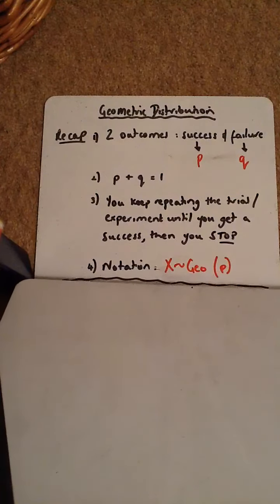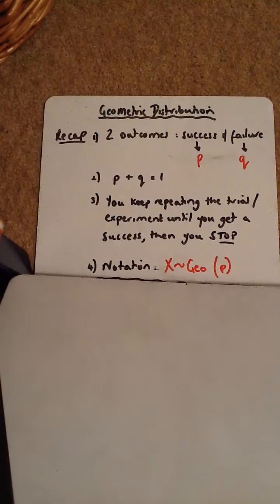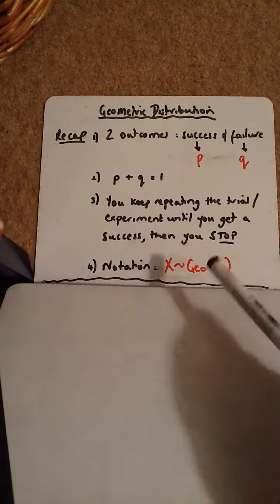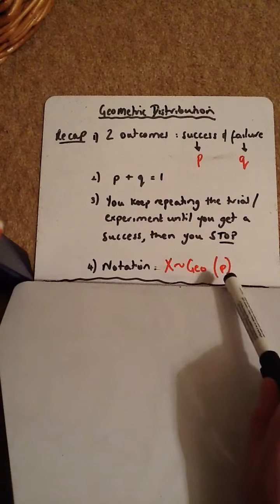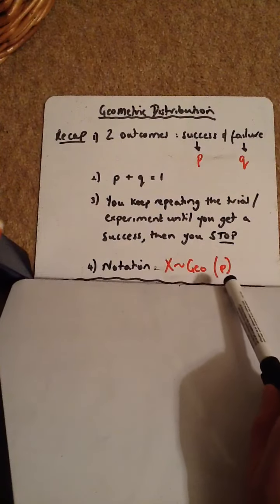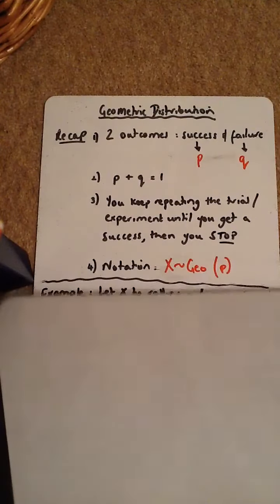The notation that I use for the geometric distribution is that X has a geometric distribution of p. So the only thing in the brackets is the probability of p. So let's have a look at an example.